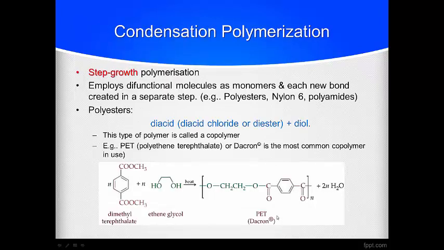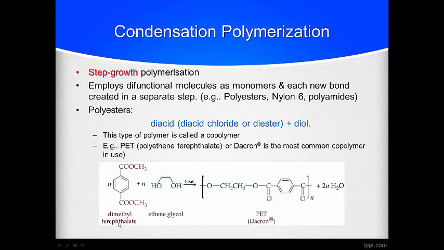So condensation polymerization is the last thing we're going to talk about for this topic. It's step growth polymerization. It employs difunctional molecules as monomers, and each new bond creates a separate step. Examples of these are polyesters, nylon, polyamides. Polyesters, for example, are made if you have a diacid chloride or diester and a diol.